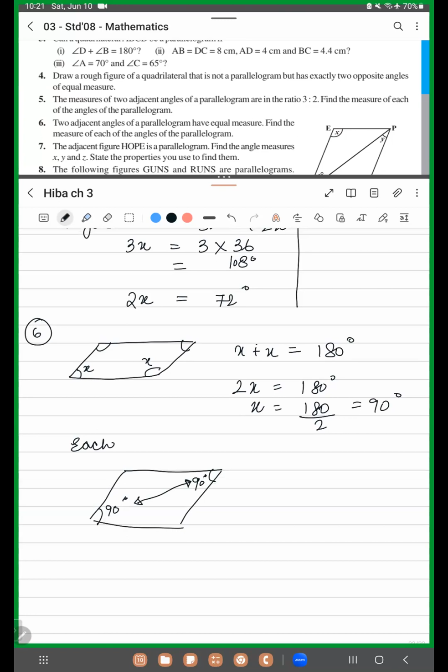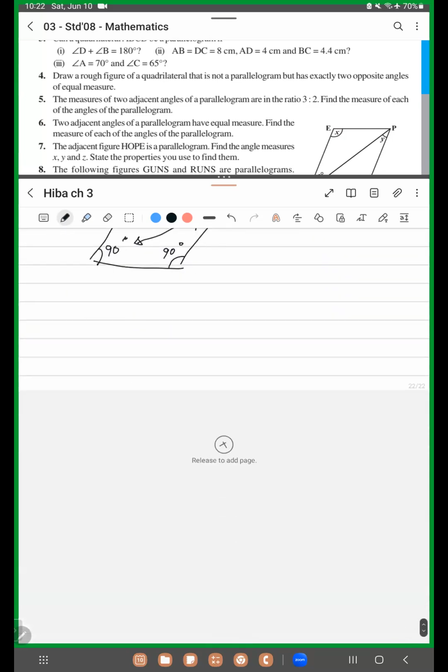Yes, so all of them will be 90. Yeah, because the adjacent one is not equal, right? But the adjacent one is supplementary. So if they are both supplementary, 90 plus 90 is 180. So this one has to be 90. Getting it? Yeah, I got it. So here we will write each of the angles is 90 degrees. Okay. This is your homework. All right.